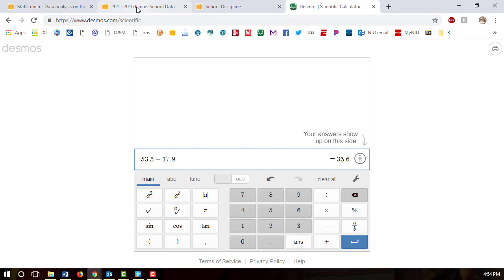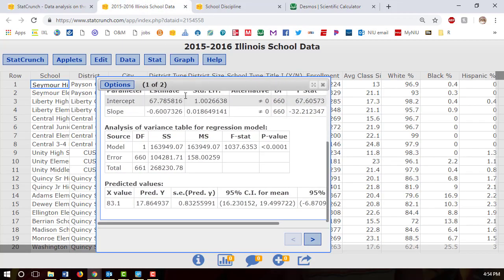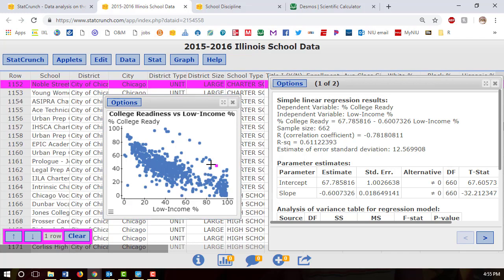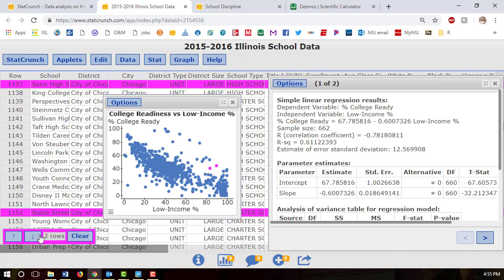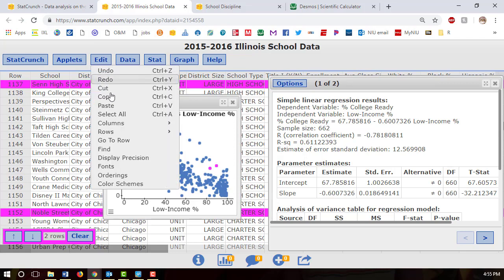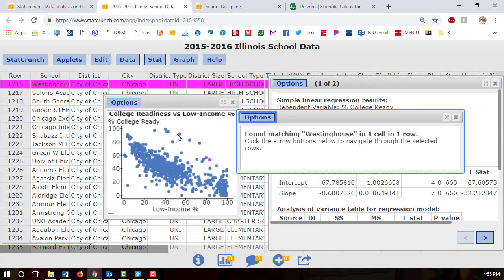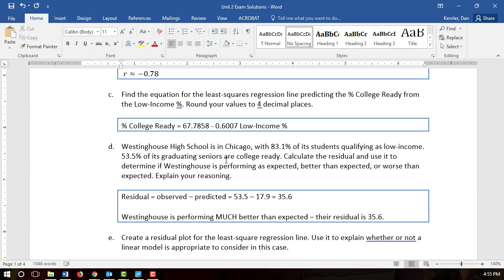I wonder if we can find them quickly in here. This is maybe a bad idea, but there's the graph. I bet Westinghouse is, they got to be over here somewhere, right? This one, 83.1, that one maybe? Nope. This one? Nope. All right, let's try find Westinghouse. And there they are, right? So they're one of these outliers. The line is down here, and they are way above.